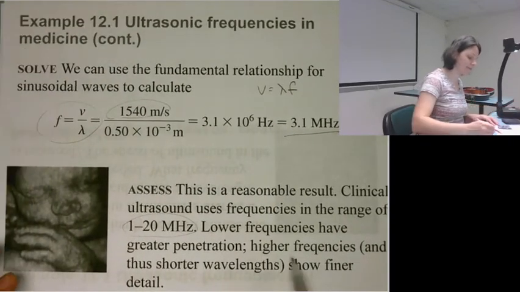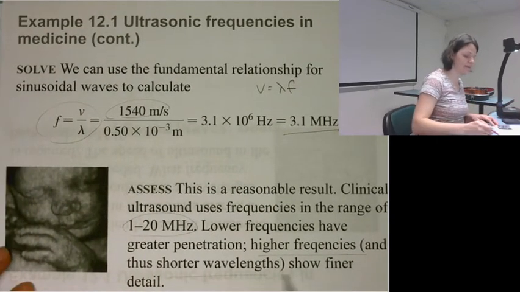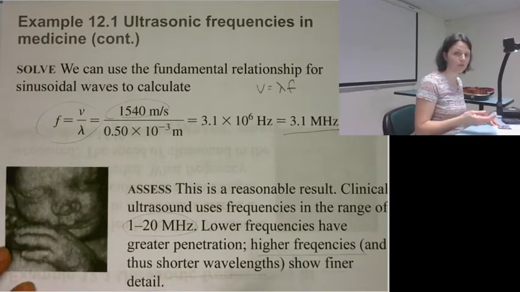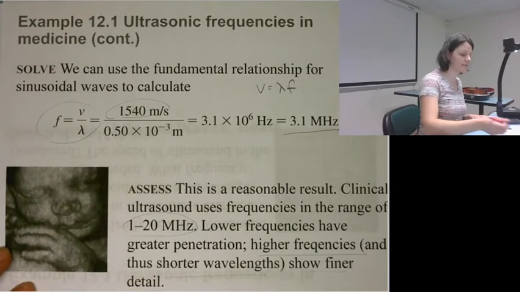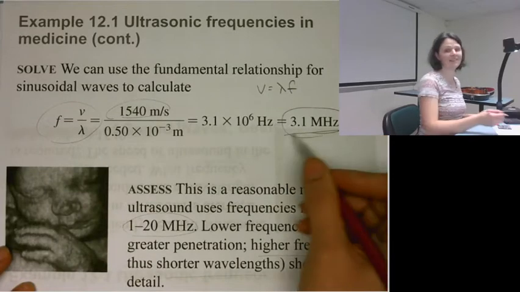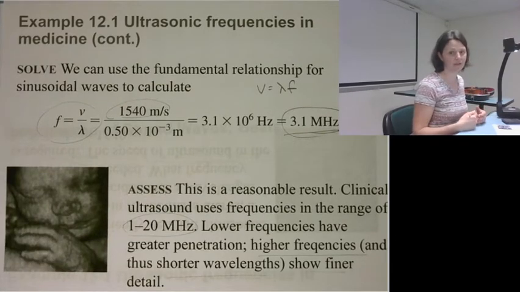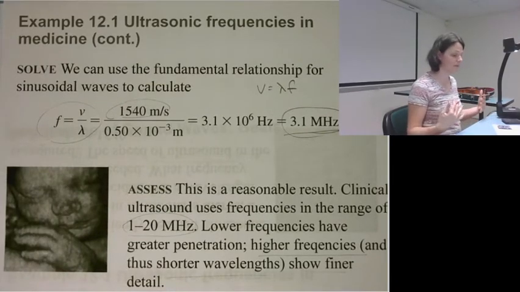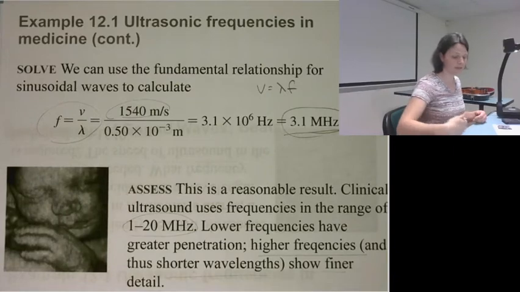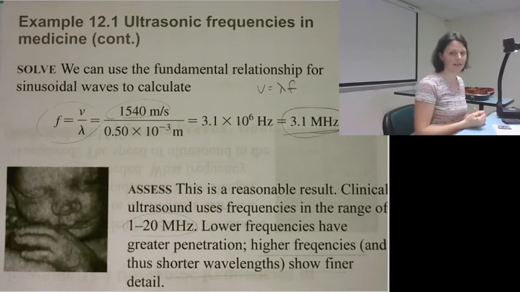Higher frequencies, and thus shorter wavelengths, can show finer detail. Lower frequencies show lower detail. And megahertz is 10^6 hertz. The limit of human hearing is 20 kilohertz, so 20,000 hertz. So 3 million hertz is so far above the limit of human hearing that we don't worry about things like babies being able to hear it.